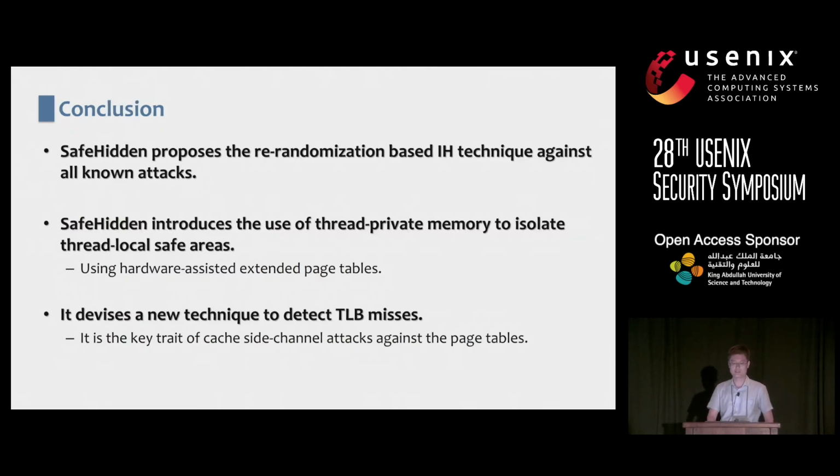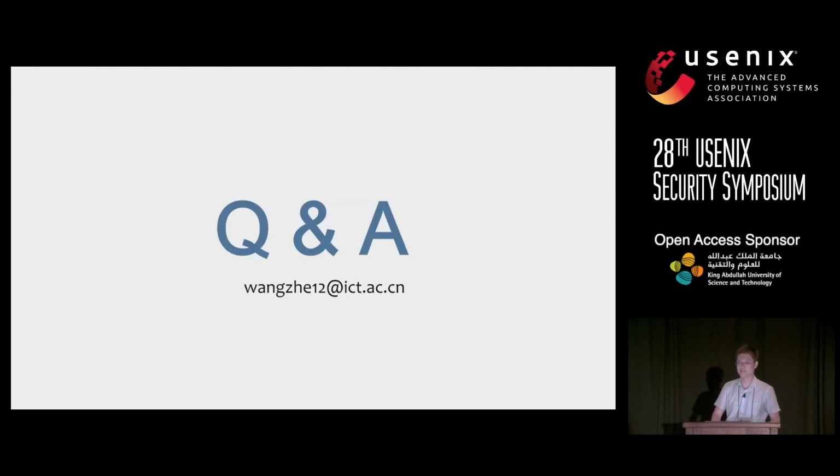That gives the conclusion. SafeHidden proposed a randomization-based IH technique against all known attacks, and it introduced the use of thread private memory to isolate thread local safe areas, and devised a new technique to detect TLB misses. Thanks. Any questions?